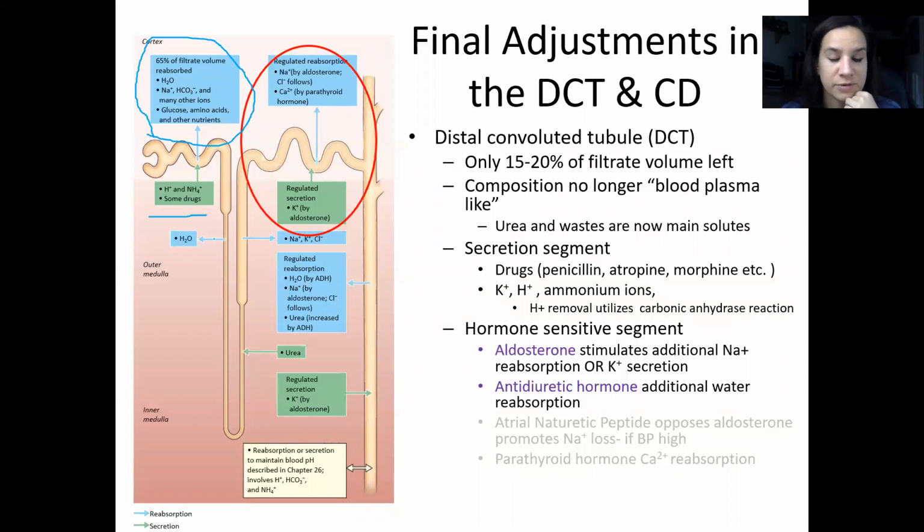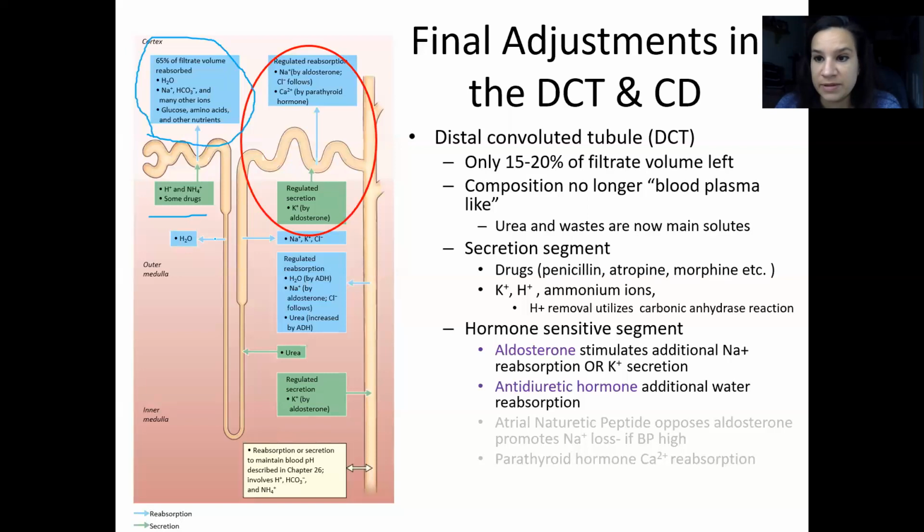Anything that is marked in green on this figure is showing secretion. So these were either things that were too big at the filtration membrane, like any sort of drugs. Maybe you were taking penicillin from an infection, or maybe you are on opioids for pain management. So you've got to get your morphine back in there and get rid of it.